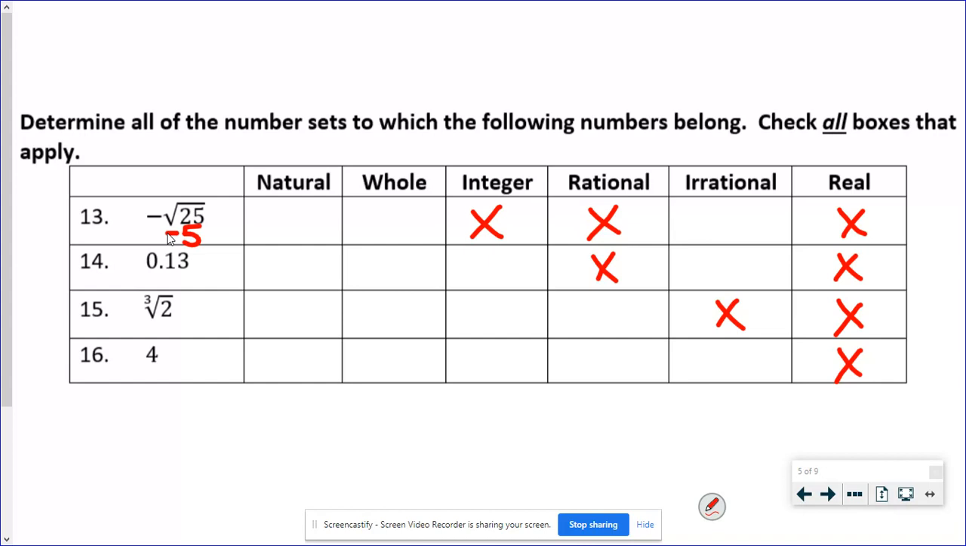The number 4 is a number that a kid would learn how to count when they're starting to deal with numbers. That means that it's a natural number. Now, if it's a natural number, everything else except for irrational is going to work, because natural numbers are also part of the whole numbers. Whole numbers are part of the integers. Integers are part of rationals.